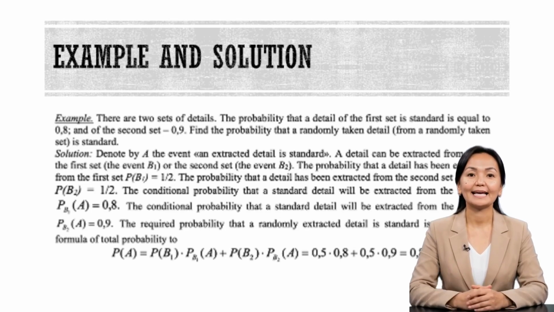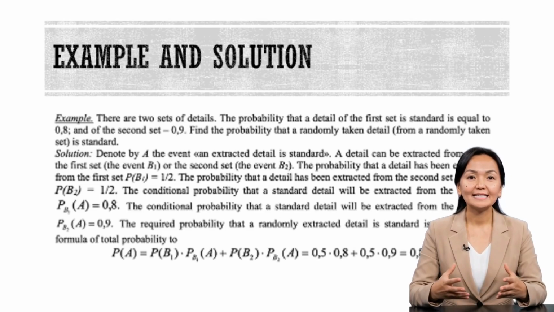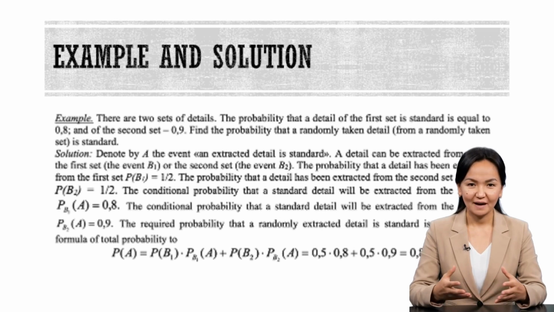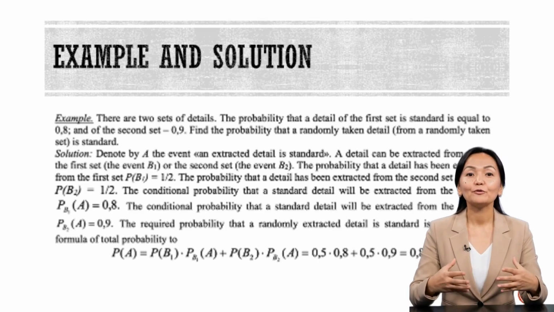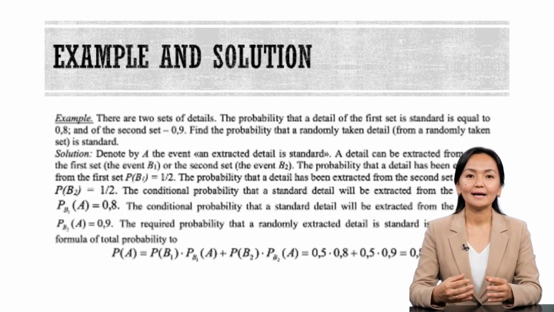Let's denote by A the event that a selected detail is standard. The detail can come from either the first set, which we'll call event B1, or the second set, event B2. Since we randomly select a set, the probability of selecting the first set is 1/2, and the probability of selecting the second set is also 1/2. The conditional probability that a standard detail is selected from the first set is 0.8, and from the second set is 0.9.